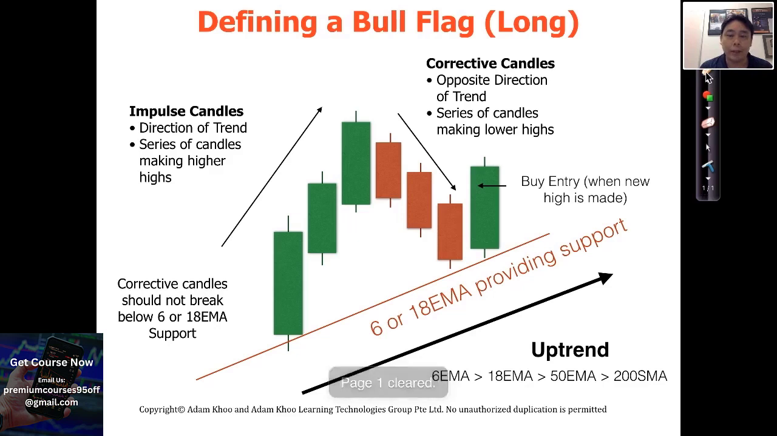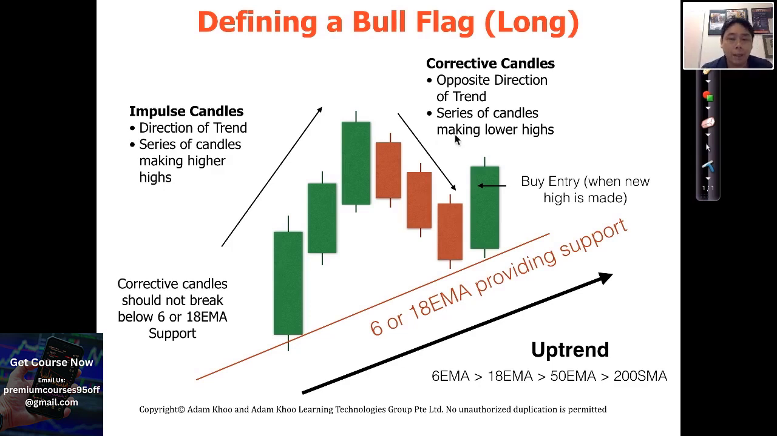Now, what's very important is also we want to enter when the corrective candles are pulling towards the 6 or 18 moving average. So which one do I want to look at, the 6 or the 18? It depends. If it's surfing the 6 moving average, touching and going, we want to see the corrective candles go back to the 6 and we enter at a new high. If it's surfing the 18 moving average, wait for the candles to correct to the 18 moving average, make a new high, and we enter.